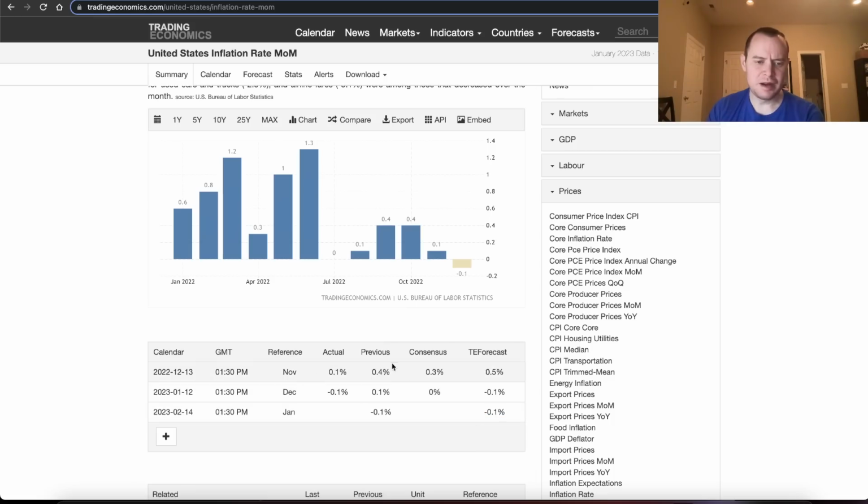Has this been an accurate forecaster in the past? Well, over here, they predicted 0.5 and it came in at 0.1. Here they predicted negative 0.1 and it came in at negative 0.1. So they have a mixed track record.